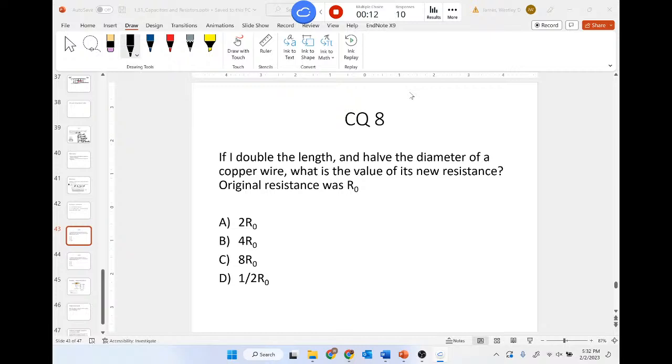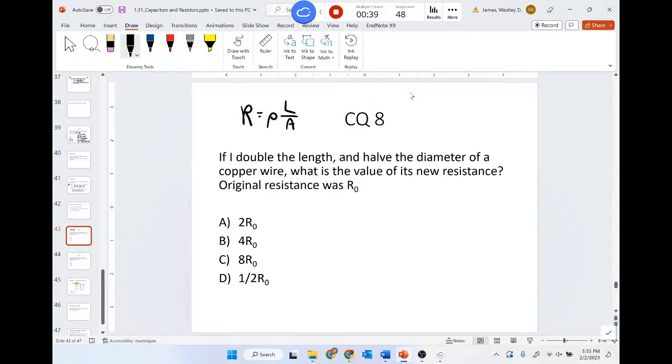We've talked about this a bit. Again, hey, ratio problems. We love these. If I double the length and half the diameter, what is the value of its new resistance? Made of the same material, but if I double the length and half the diameter, what is the value of its new resistance? I'm going to give you all some hints. So, let's throw that equation up here. I'll be real kind. I'll put that on there.